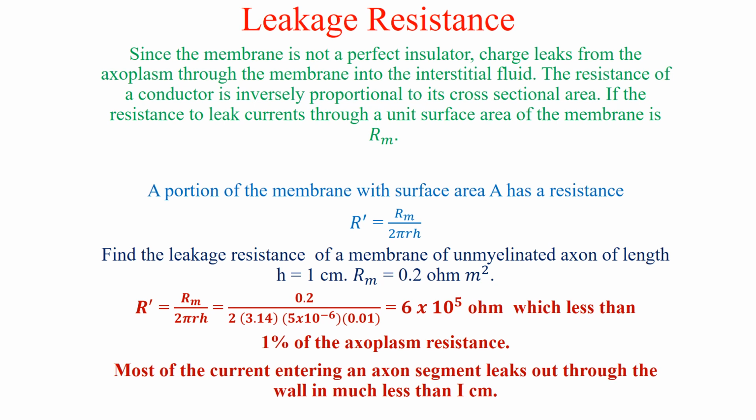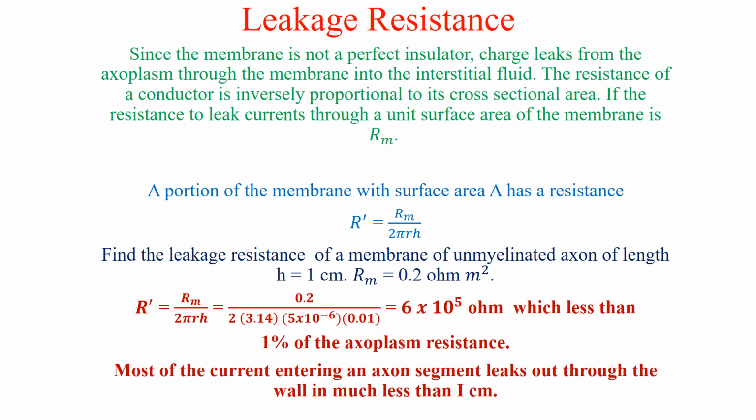The resistance of a conductor, as you know, is directly proportional to the length and inversely proportional to the cross-sectional area. So if the resistance to leak currents through a unit surface area of the membrane is Rm, given in the unit of ohm meter squared, then a portion of the membrane with surface area A has a resistance R prime equals Rm over 2 pi Rh. Why do we use 2 pi Rh? Because the membrane is cylindrical. So this is the surface area of the membrane.